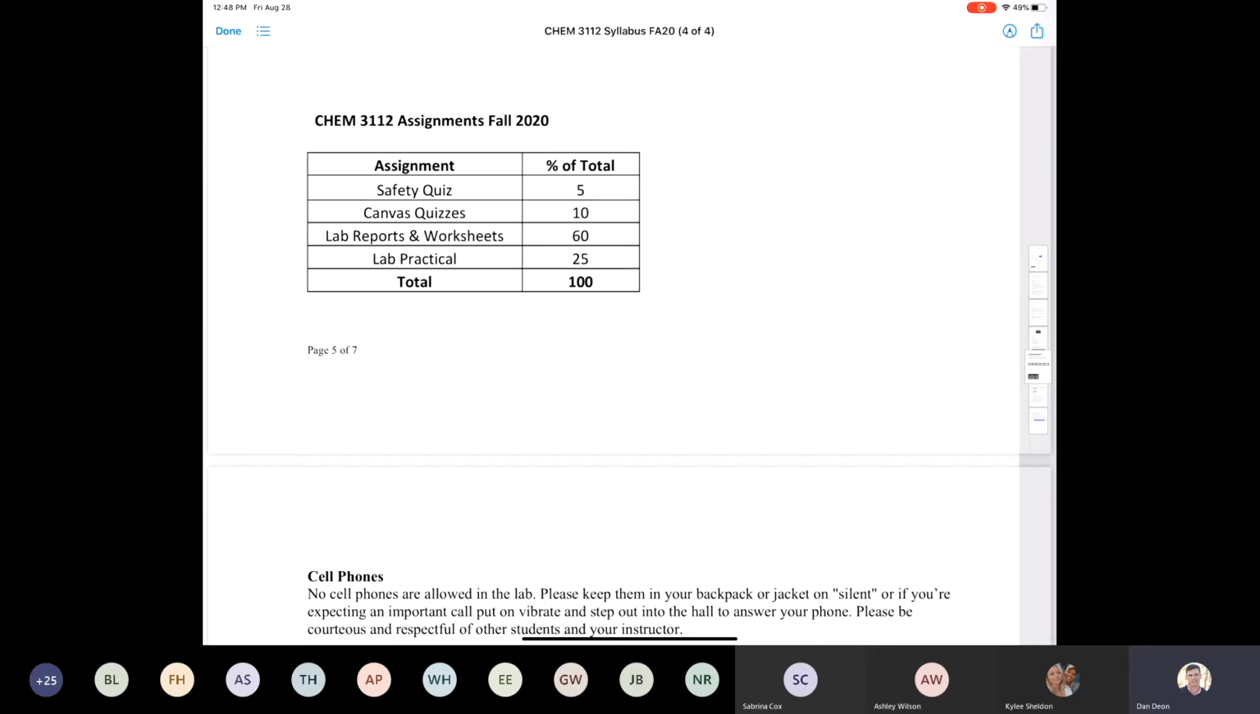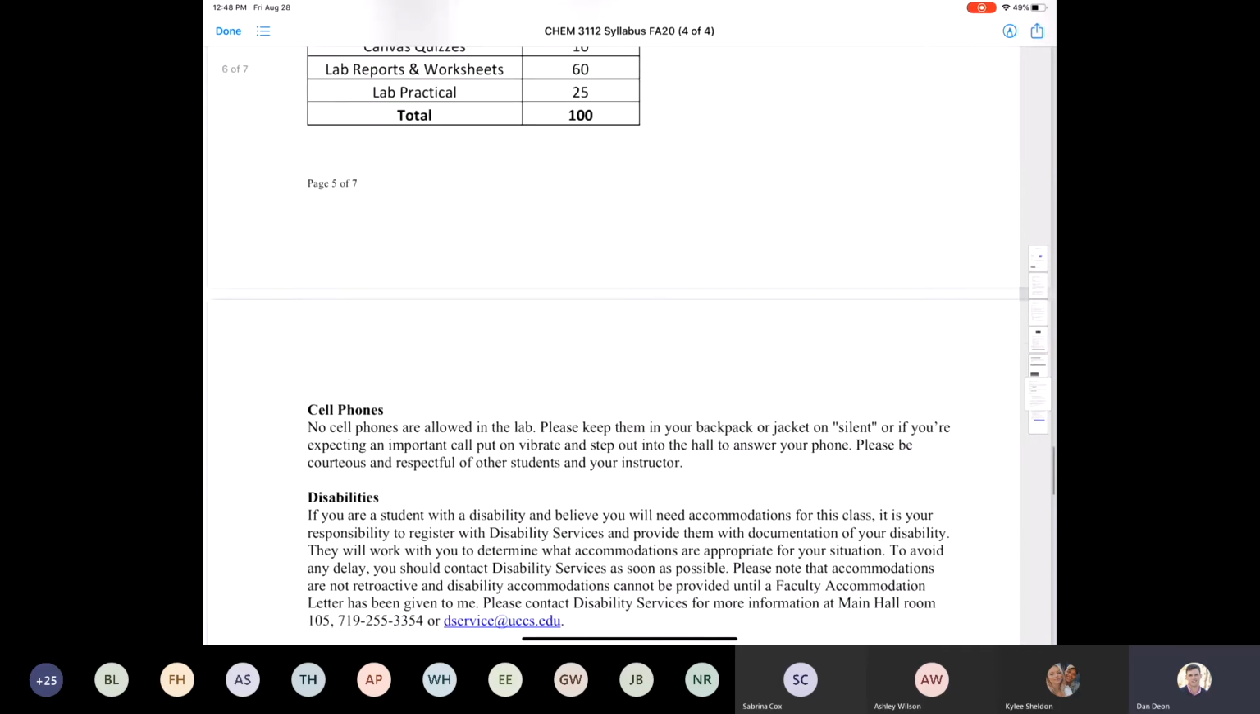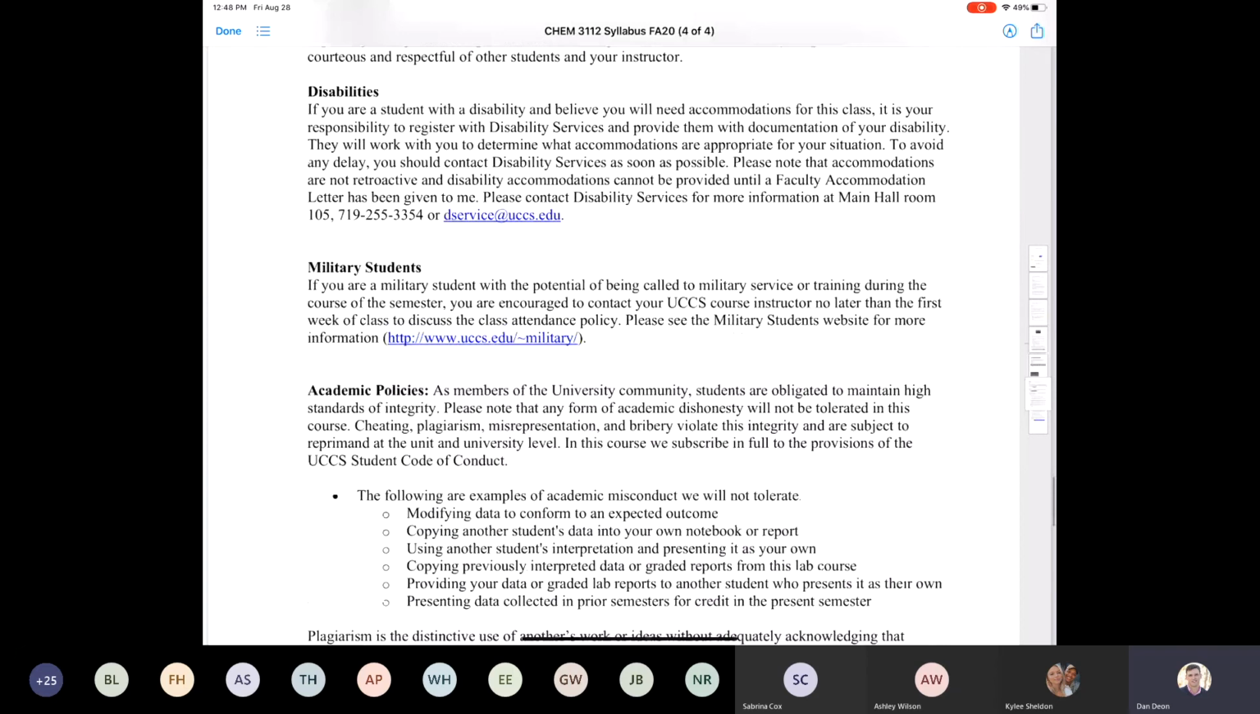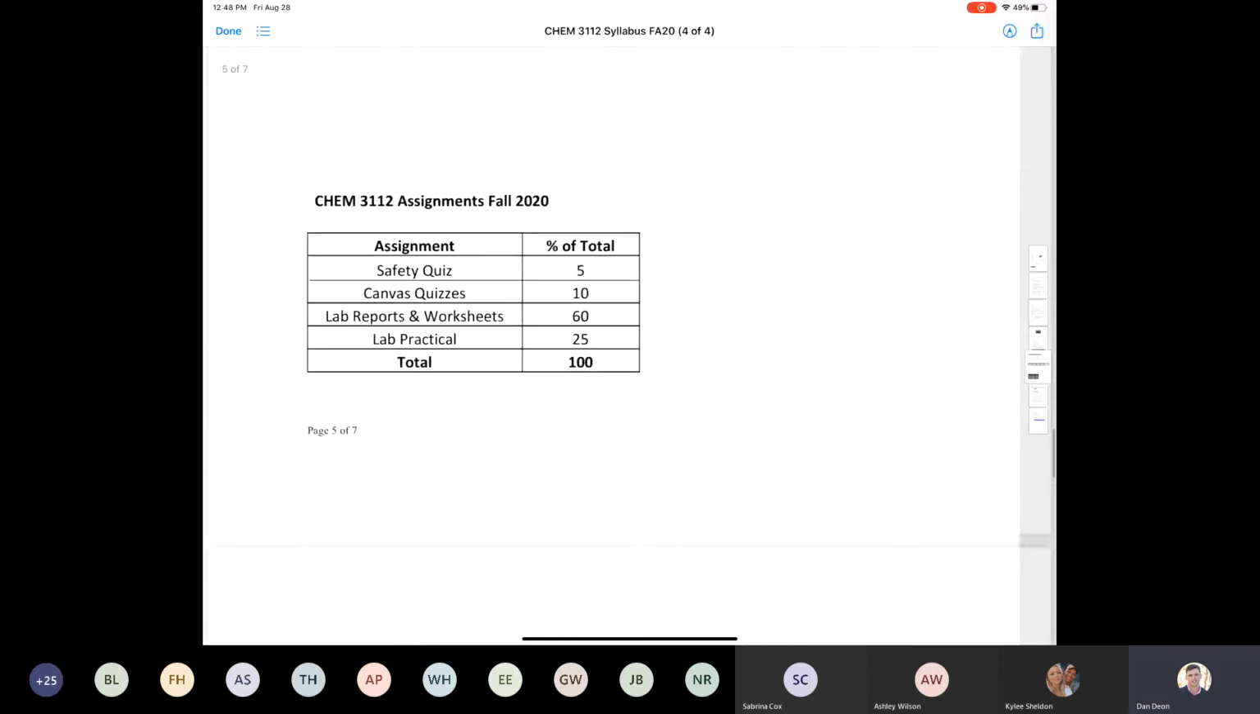Safety quiz is pretty much a free 5 points as long as you do it. I mean, that's easy money. And then the lab practical is worth 1/4 of your grade. We can't have any cell phones in the lab. And there you have it.